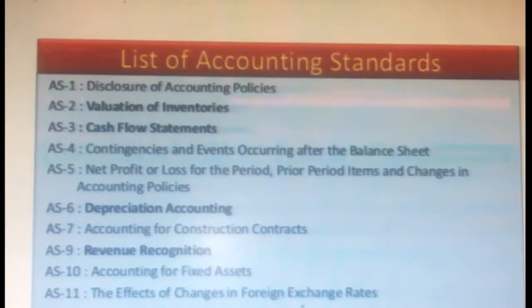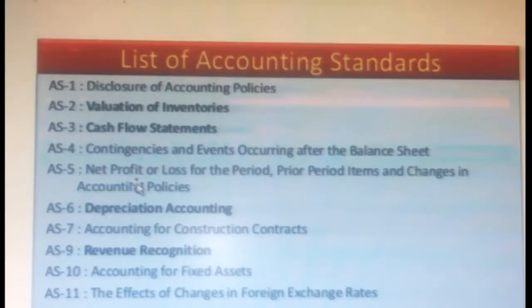So later on, in your future higher classes, you are going to study in detail what is valuation of inventories. Then accounting standard 3, in your second year, +2, you are going to study the cash flow statement. That's what AS3, accounting standard 3. Then the fourth one, AS4, contingencies and events occurring after the balance sheet. Okay. So sometimes events may or may not occur. So how will we account for contingencies and liabilities after the balance sheet, correct.